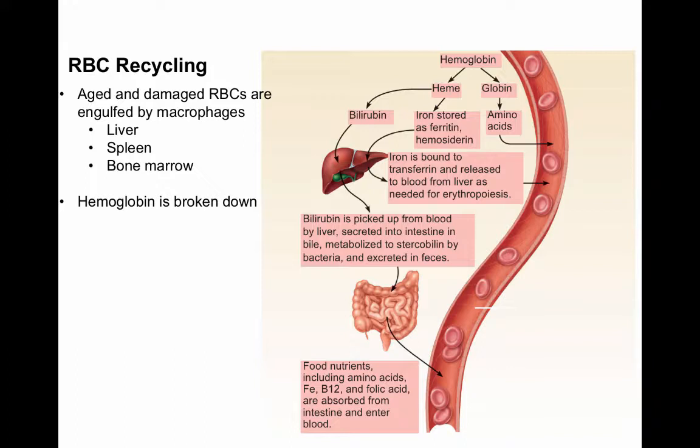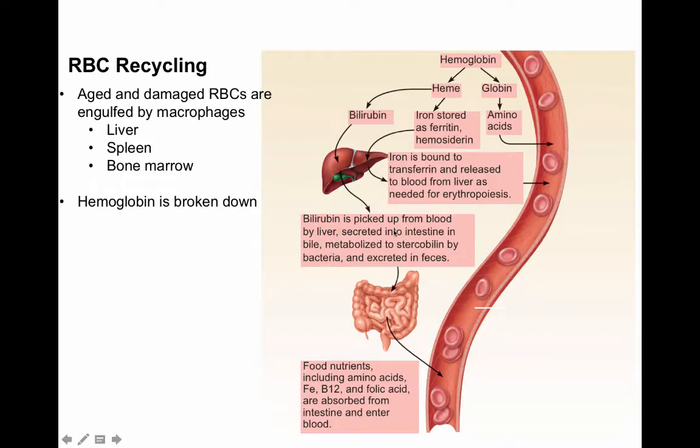Part of this process is that they're engulfed by macrophages in the liver, spleen, and bone marrow, and hemoglobin is broken down. Hemoglobin will be split into its heme and globin units. The globin units will go back into amino acids in the bloodstream. The heme will go into the formation within the liver of bilirubin. And then iron will be stored in the liver as ferritin and hemosiderin. And iron is then bound to transferrin and released to the blood from the liver as it's needed for erythropoiesis.